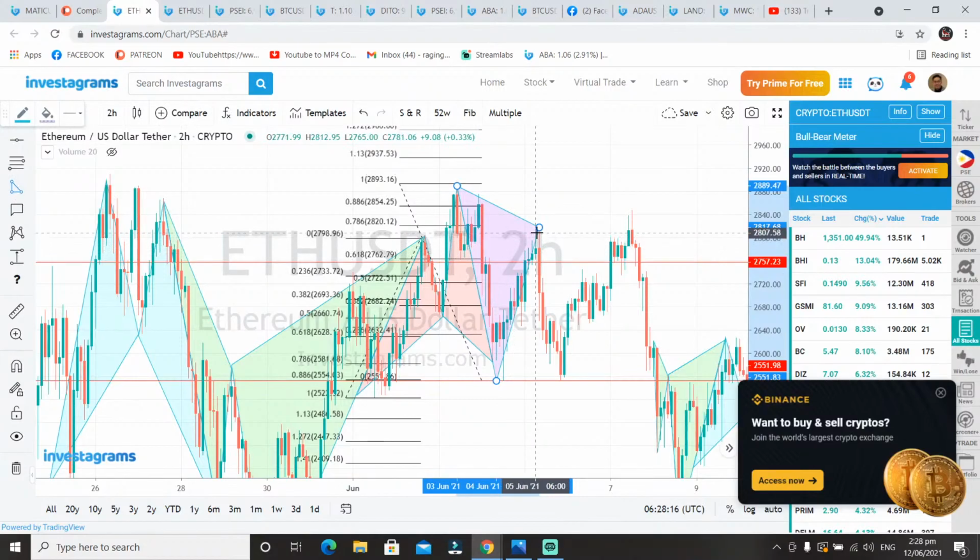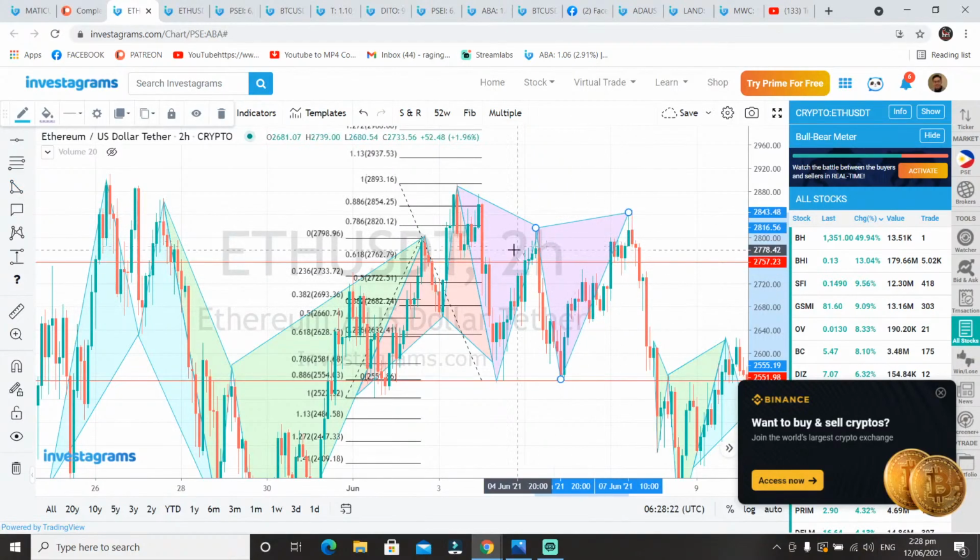So let's make another one. Then D should be at least, what pattern is this? X, A, B, C, D. So this is a Gartley pattern, right? X, A, didn't touch 71, but exceeded 78, didn't touch 78, exceeded 61. So that's a Gartley pattern. Then a Gartley pattern shouldn't touch level A, it didn't touch.